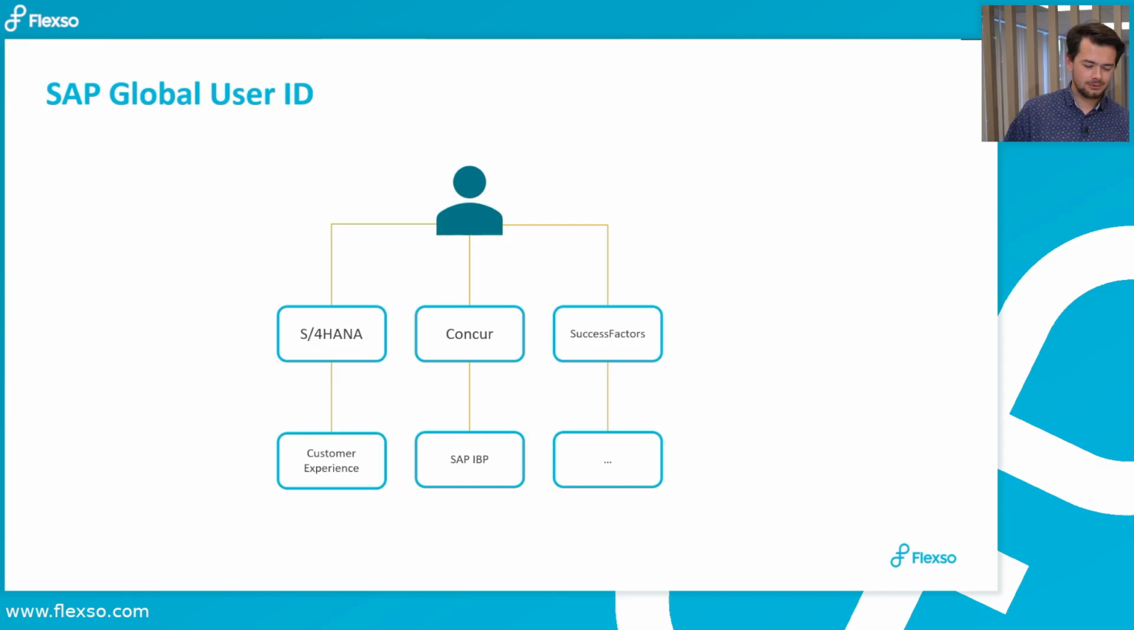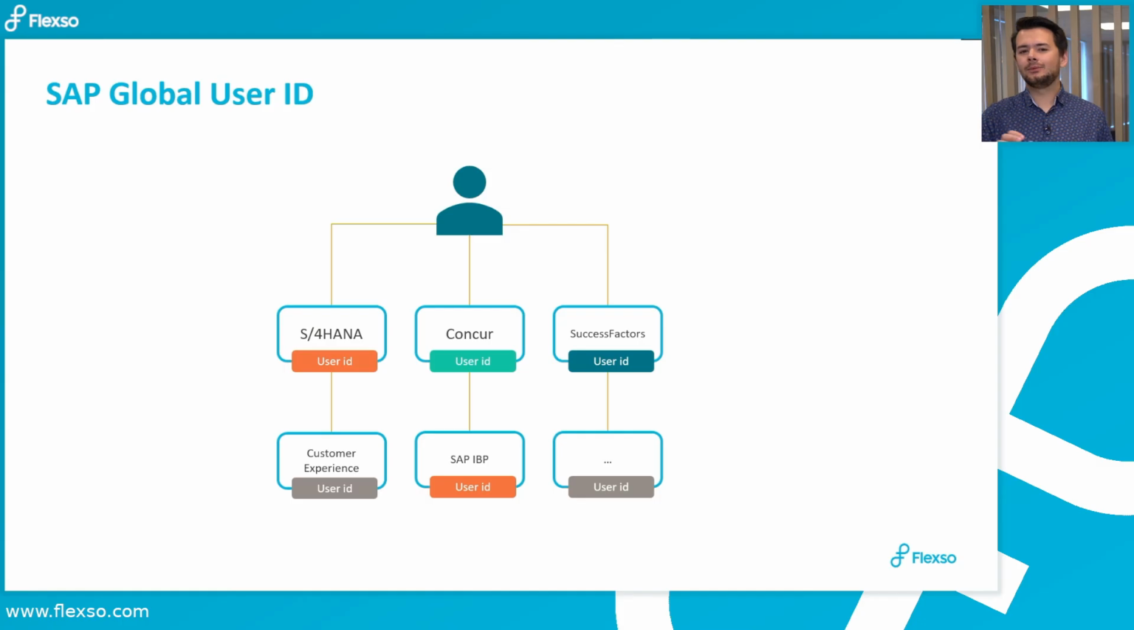And for this, I want to use this graph. So every user that is accessing multiple systems like S4, Concur, SuccessFactors, and so on, has a unique identifier in each and every one of those systems. And this is typically not the same ID. My user ID in S4 is not the same as my user ID in SuccessFactors. So there is not really a way to know who I am.